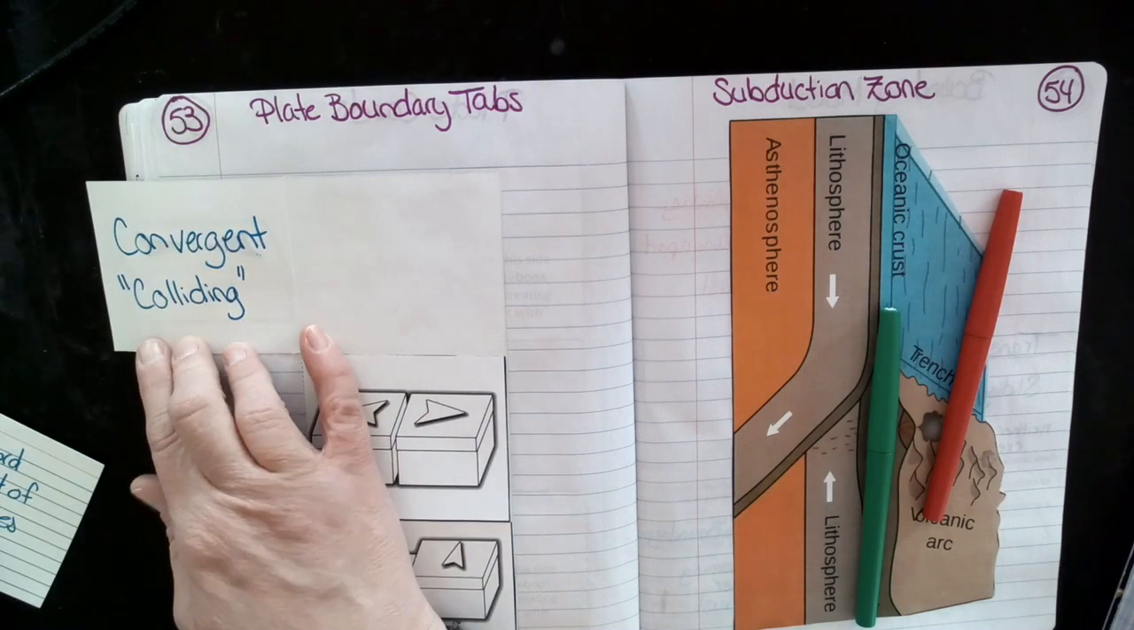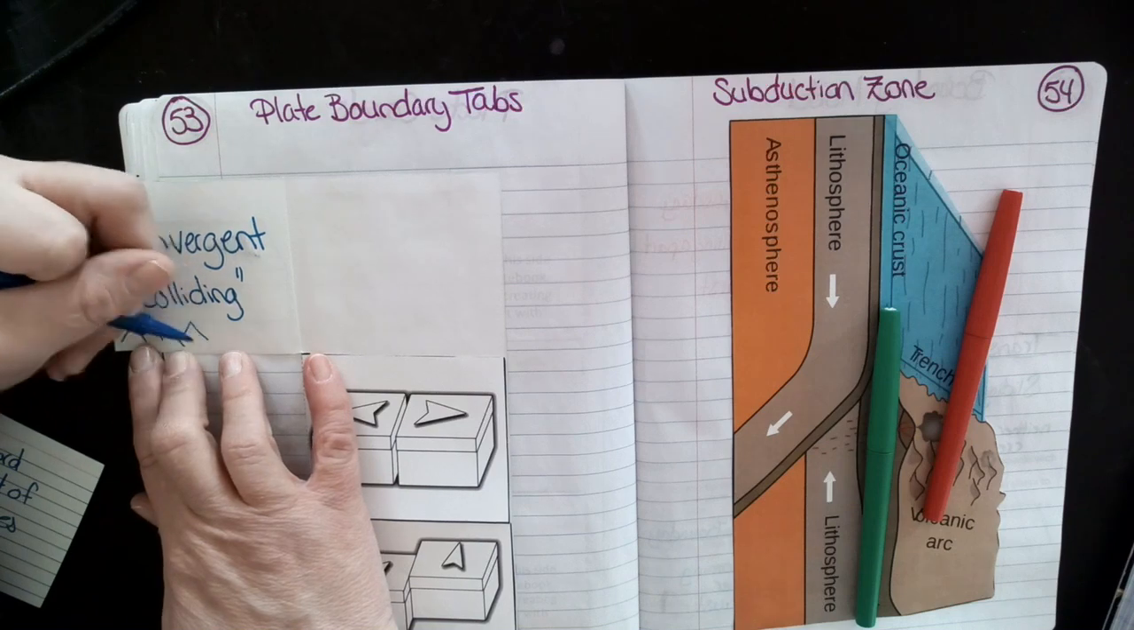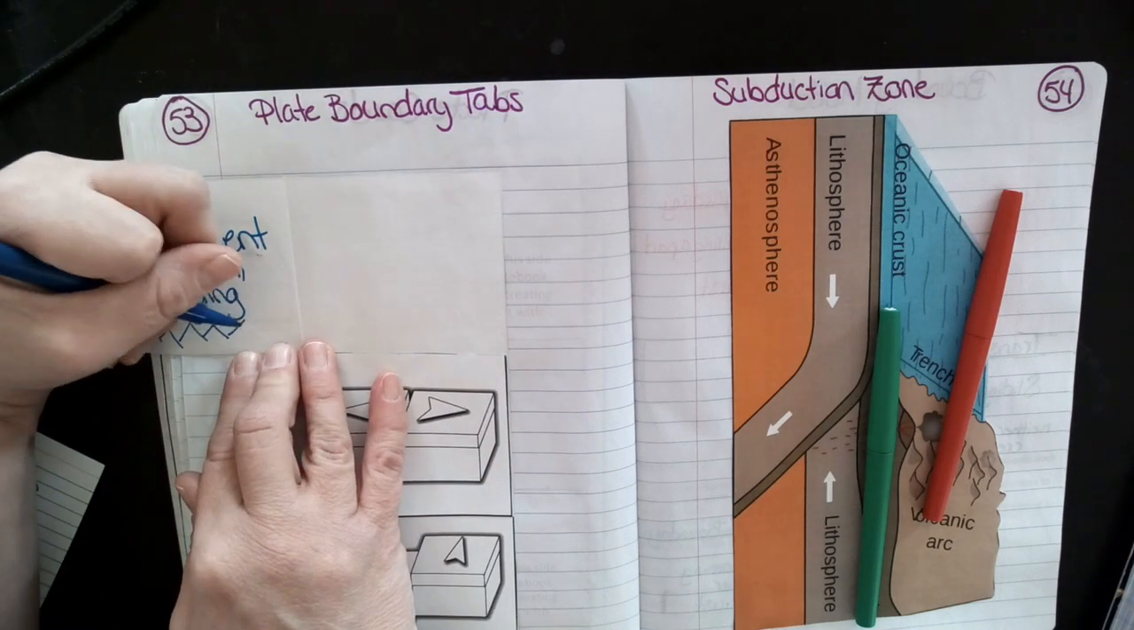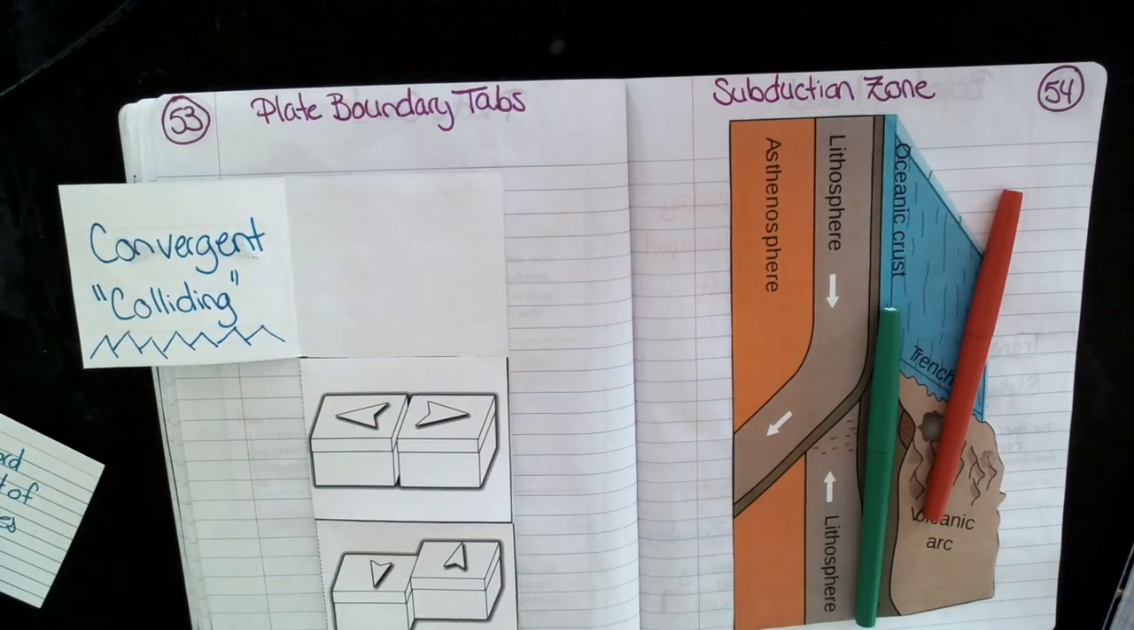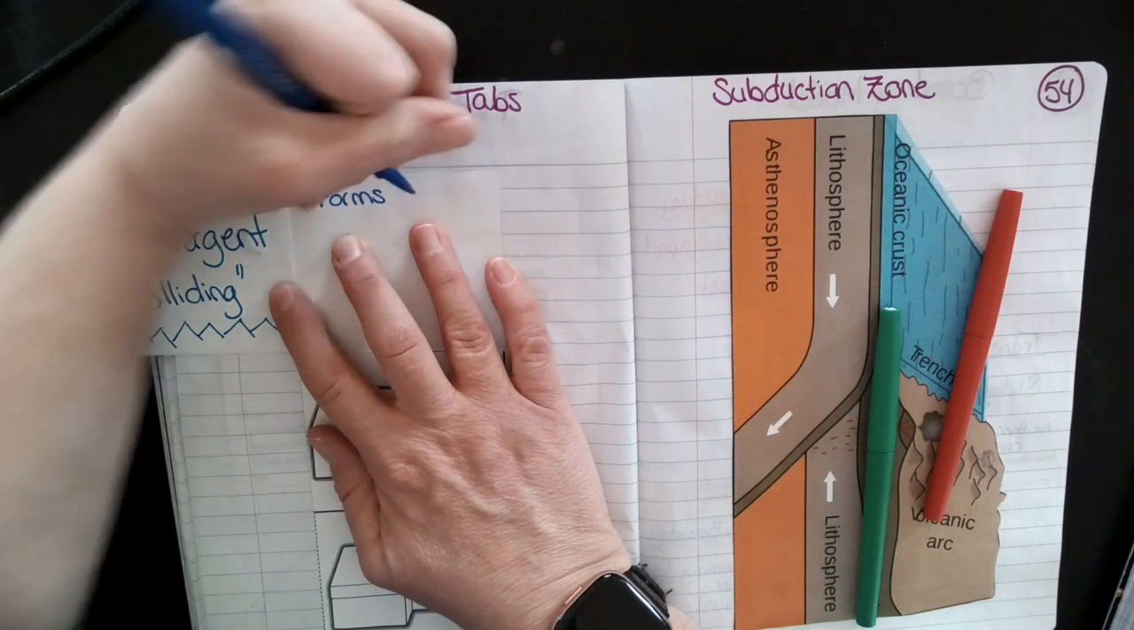If you have not memorized that song, I strongly suggest you do. Okay, and I'm going to draw some little mountains all along the bottom. Okay, there's our convergent. We have mountains. So my first note here is going to be forms mountains.